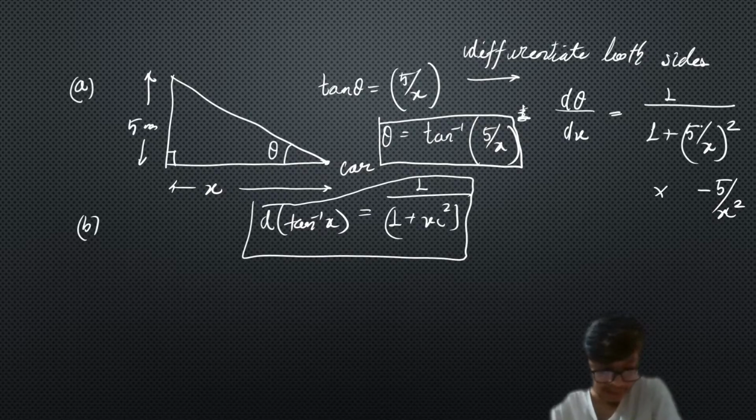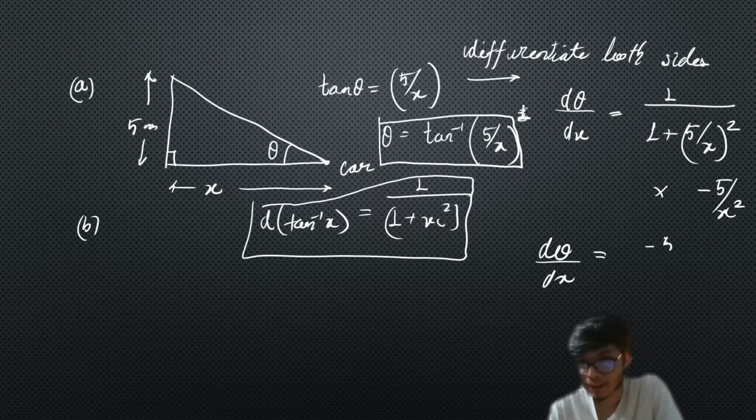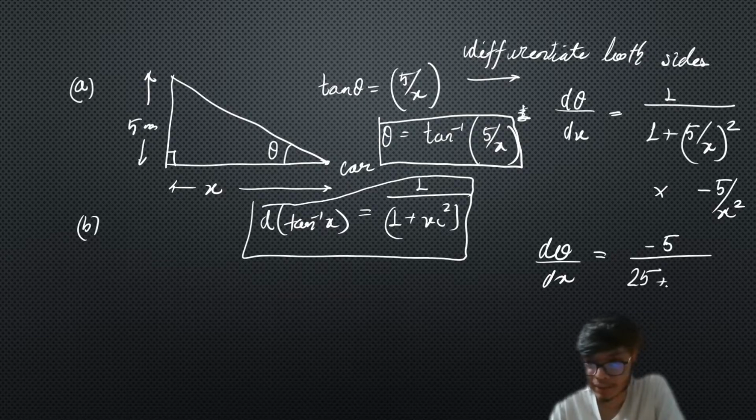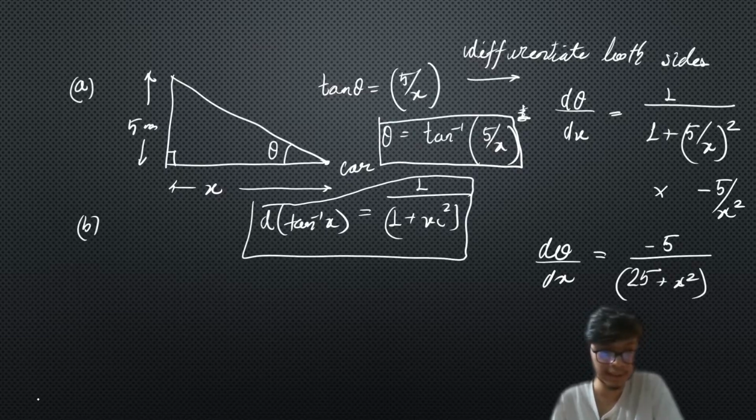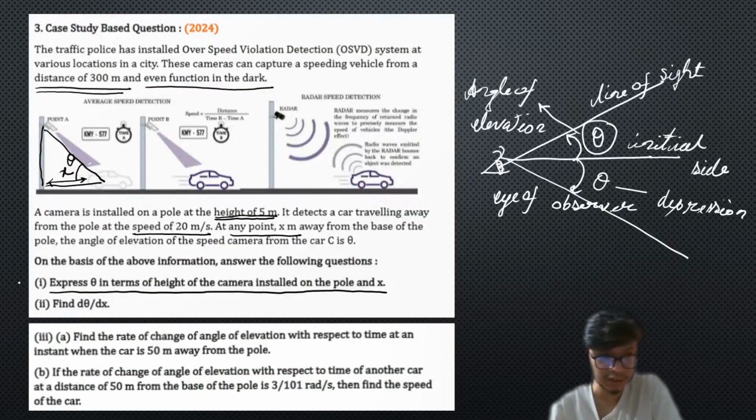So if you simplify this part, we are going to get d theta upon dx as simply minus 5 upon 25 plus x square, right? As simple as that. So that is what we get as d theta upon dx. So we have solved the first two parts.